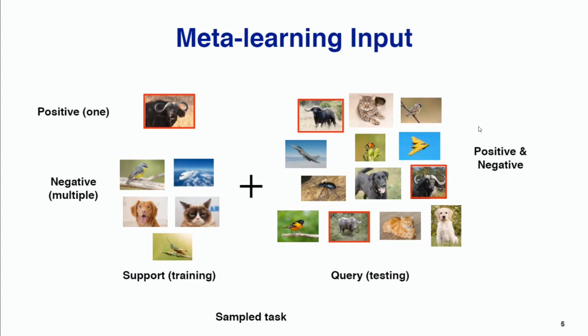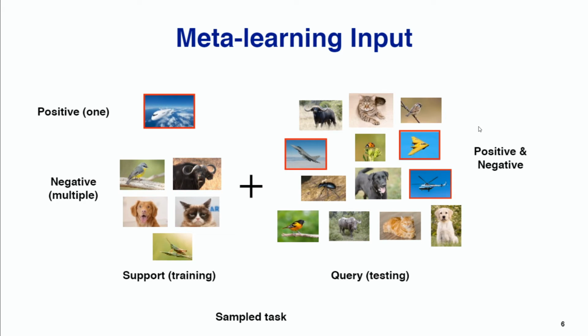This is a typical example of meta learning input where we have one positive example and multiple negative examples, that is our training or support dataset. Then we have our testing or query dataset where we have multiple positive and negative examples. This is another example of meta learning input.